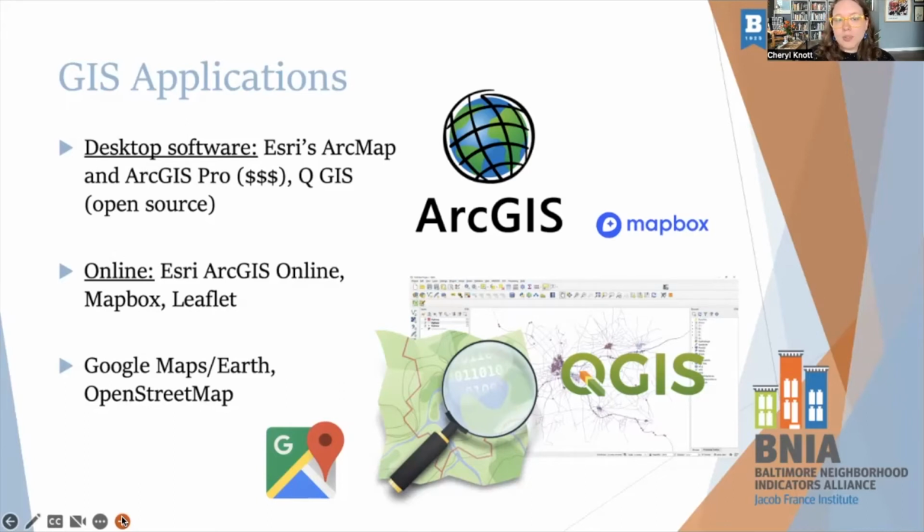There are some other options if you are leaning more towards open source GIS, which would be Mapbox and Leaflet, which are fantastic resources. In addition to Google Maps and Google Earth, again, very quick and easy tools for using maps and exploring GIS data. I would be remiss if I didn't also mention OpenStreetMap. So openstreetmap.org is a platform that has been described by many as Google Maps meets Wikipedia. So it is a mapping platform that is international, that is open and editable.